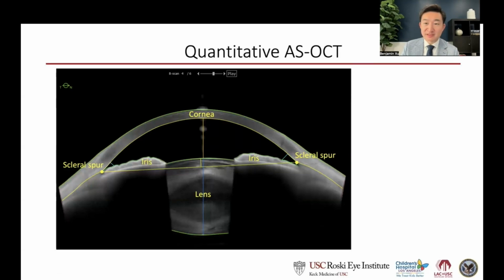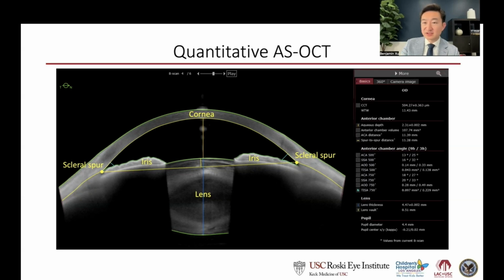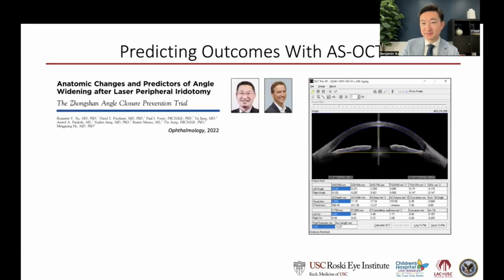In order to perform this type of analysis, we have to segment the cornea, iris, and lens, and mark the scleral spurs. After doing so, we can extract measurements of biometric parameters that describe the size, shape, and configuration of anatomical structures in the anterior segment.